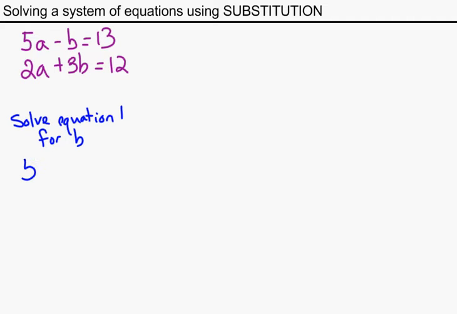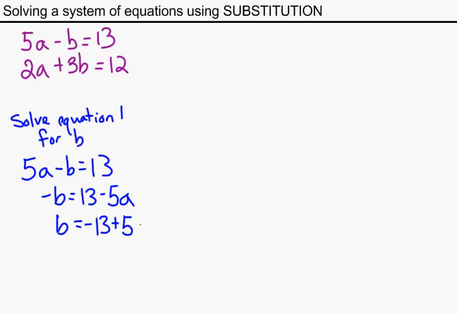So I take equation 1, 5a minus b equals 13, and start using inverse operations, subtract the 5a from both sides. So negative b equals 13 minus 5a. Divide through by -1, which is just the same thing as switching all the signs. So I get b equals -13 plus 5a.